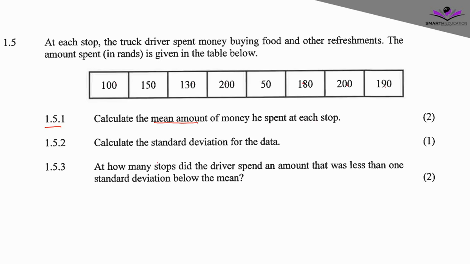So what do we do? The mean amount, we add the data items and divide by the number of those data items. So there are 8 of them. So the mean here is equal to the sum of 100 plus 150 plus 130 plus 200 plus 50 plus 180 plus 200 plus 190. You will get 1200, right? Then divided by 8. And then you get that the mean is 150 rands. Okay, that's the mean there.